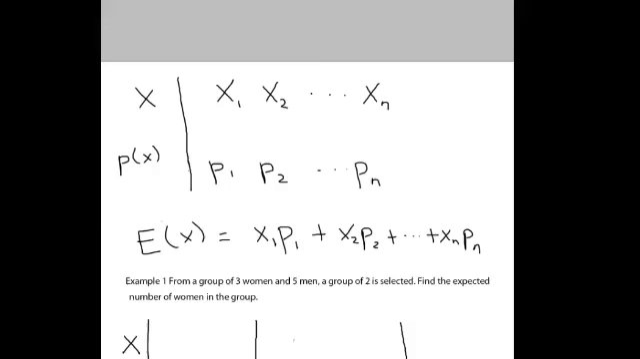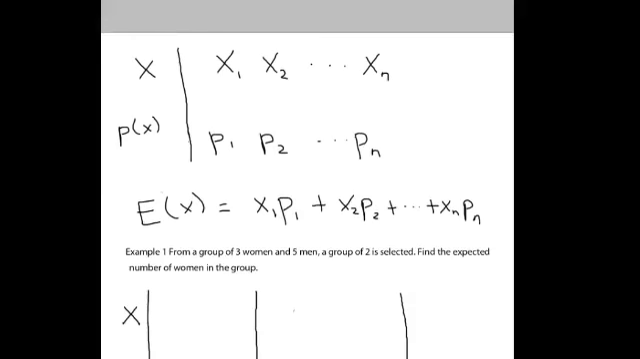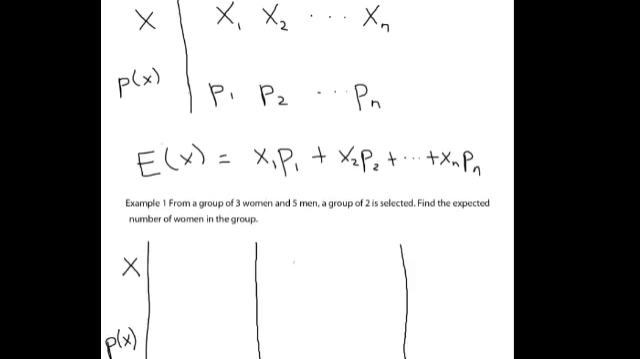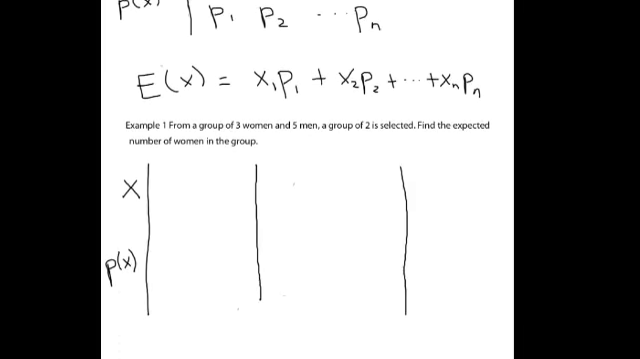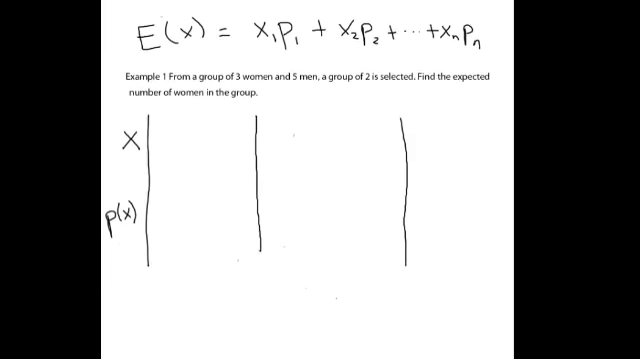Example 1. From a group of 3 women and 5 men, a group of 2 is selected. Find the expected number of women in the group. So in this example, our random variable x is the number of women in the group. So there are 3 possible outcomes. There may be 0 women, 1 woman, or 2 women. So let's find the probability of each outcome.